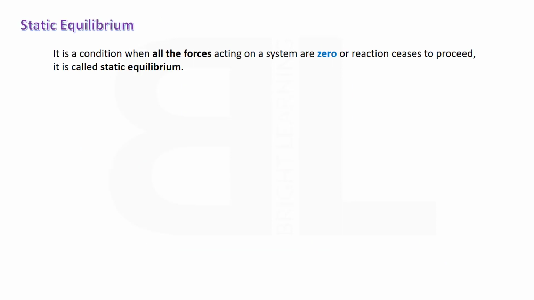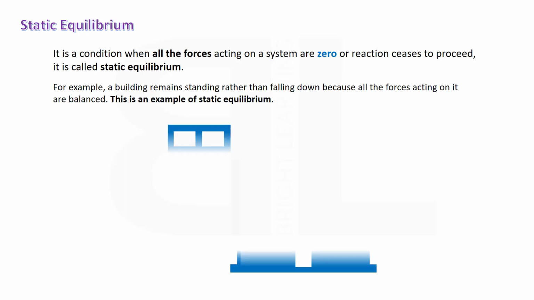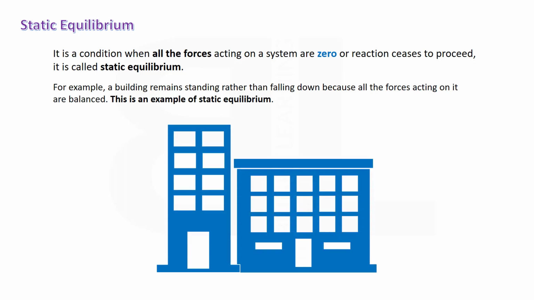Another type of equilibrium is static equilibrium. It is a condition when all the forces acting on a system are zero or the reaction ceases to proceed. It is called static equilibrium. A building remains standing rather than falling down because all the forces acting on it are balanced. This is an example of static equilibrium.